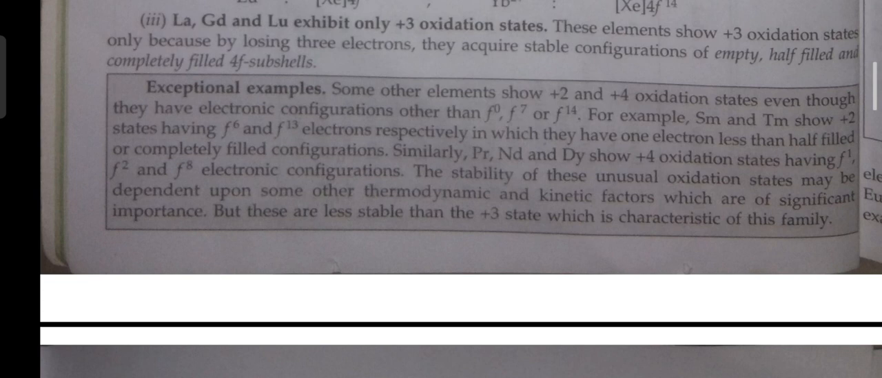Some other elements show +2 and +4 oxidation states even though they have electronic configurations other than f0, f7 or f14. For example, Sm and Tm show the +2 state having f6 and f13 electrons respectively, in which they have 1 electron less than the half-filled or completely filled configuration. Similarly, Pr, Nd and Dy show the +4 oxidation state having f1, f2 and f8 electronic configurations.